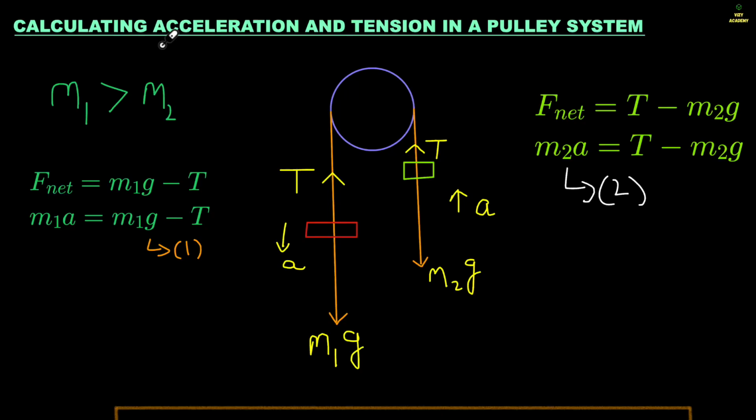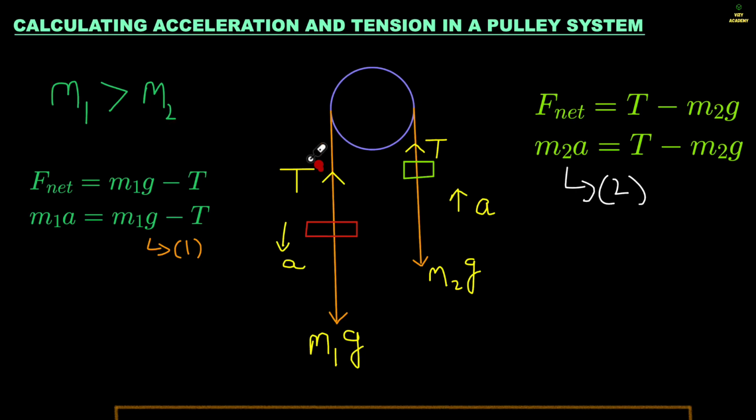In today's lecture, we are going to learn about acceleration and tension in a pulley system. Consider a pulley here, and there is a rope running over it. Here we have two weights. The red one is M1 and the green one is M2, where the red one is heavier than the green one. So M1 is greater than M2.